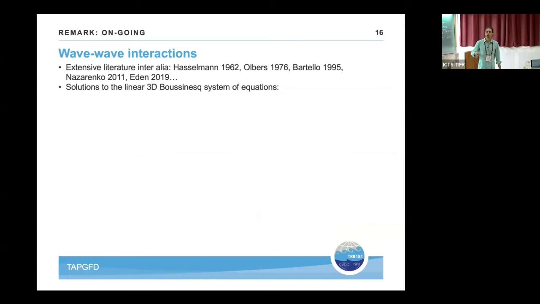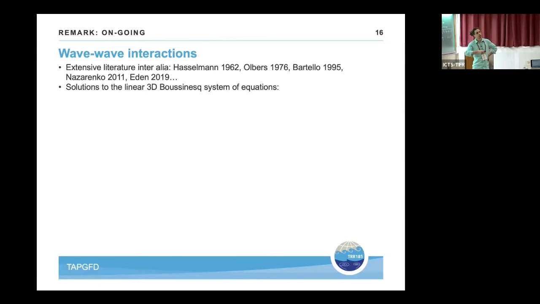Now, I want to make just a final remark on my research right now, which is on nonlinear interactions, as we want to overcome these differences in the model. And for now, I'm focusing on wave-wave interactions. There is extensive literature. I just point here to some of them, as I'm following more closely the derivation of the scattering integral as they do.